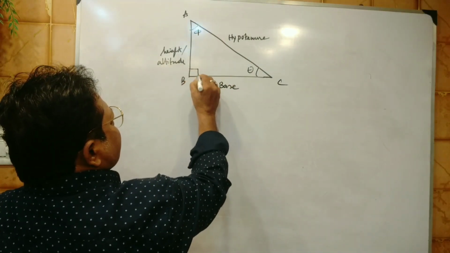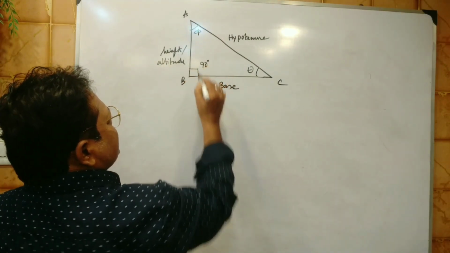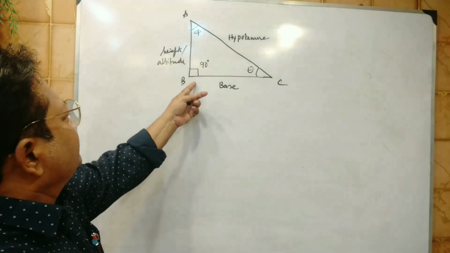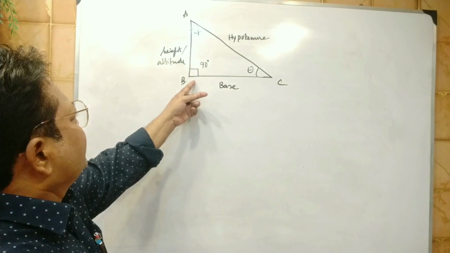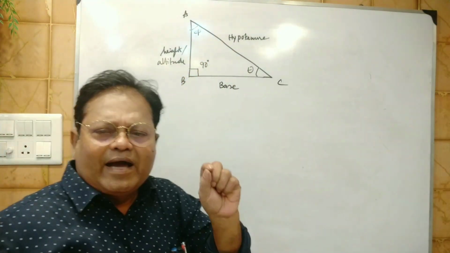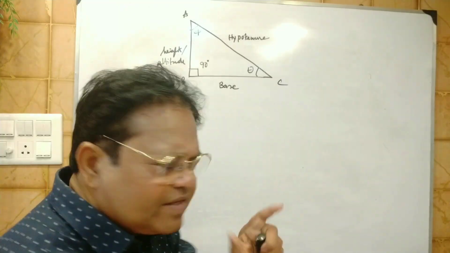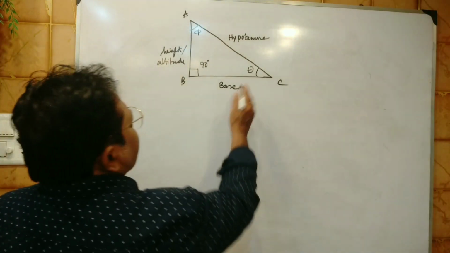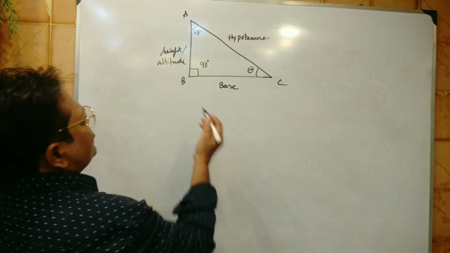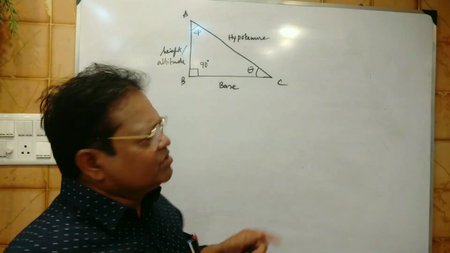We know that it is a right angle triangle, so this angle is 90 degrees. Just opposite of the right angle there is always the hypotenuse, which is the largest side of the triangle. Now if we consider this angle, then we will get some ratios.